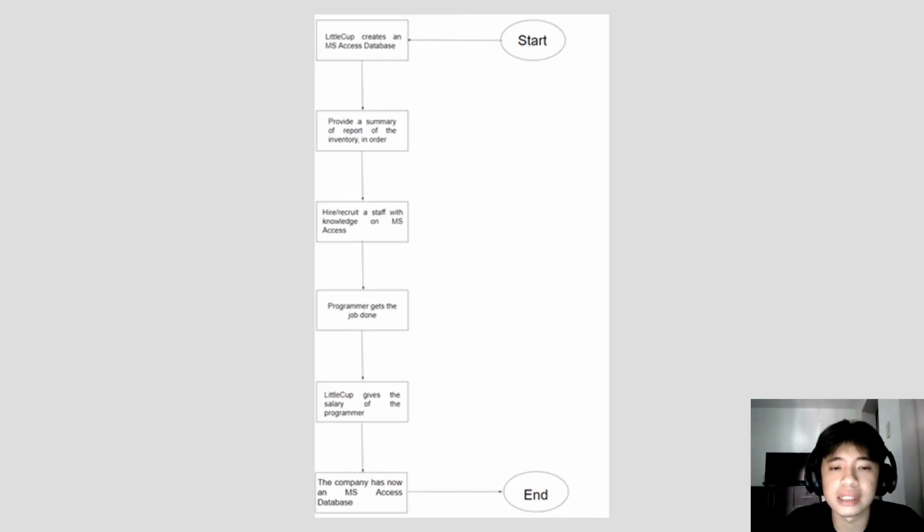In order to address Little Cup's inaccurate data, they must do the course of actions as shown in this figure. The process starts when there is summarized information of the weekly and monthly inventory. This report will be used by the hired programmer to create the company's database. The programmer will be paid by the company for the service until he or she is done with the job. Once done, Little Cup will have a new database with updated data.